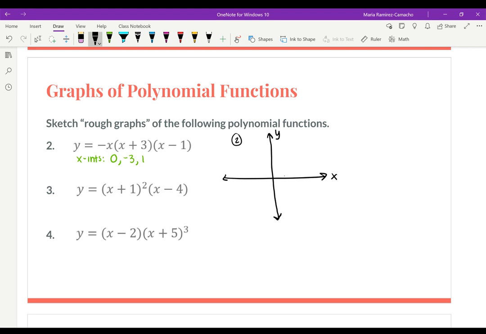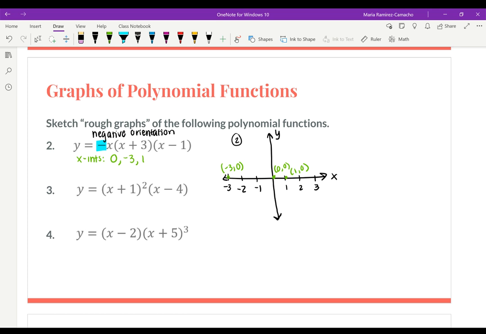I'm just going to scale my x-axis because, again, this is a pretty rough sketch. Okay, we'll plot our intercepts. There they are. What else do we know about this graph based on the equation? Well, there's a negative, which means that this graph has a negative orientation. And what that means is that as my graph moves to the right, the graph is going to point downward.